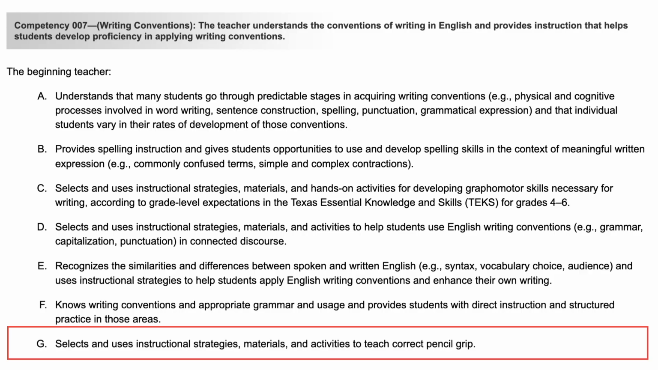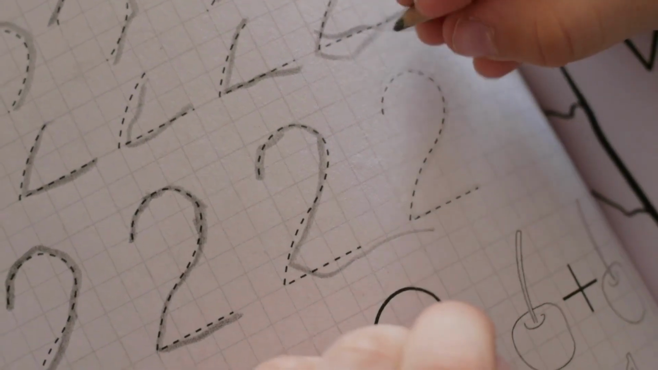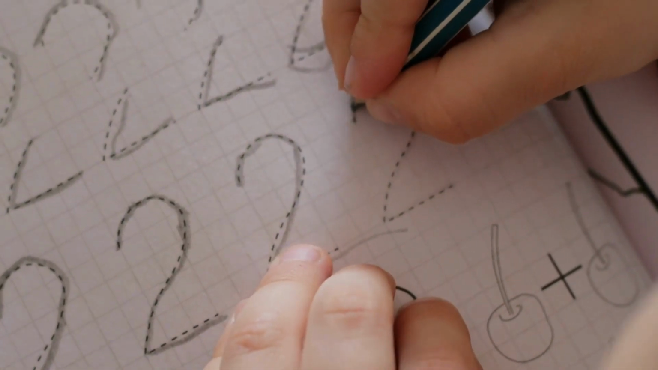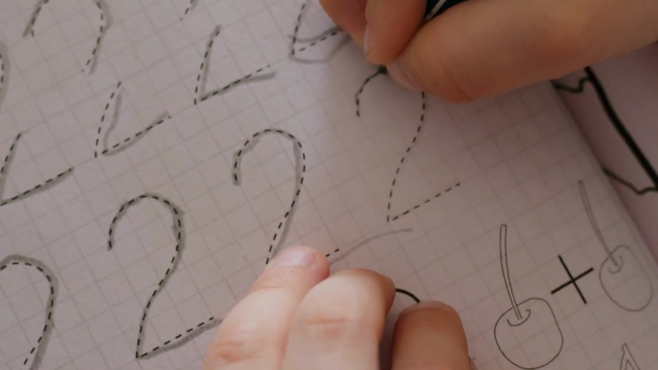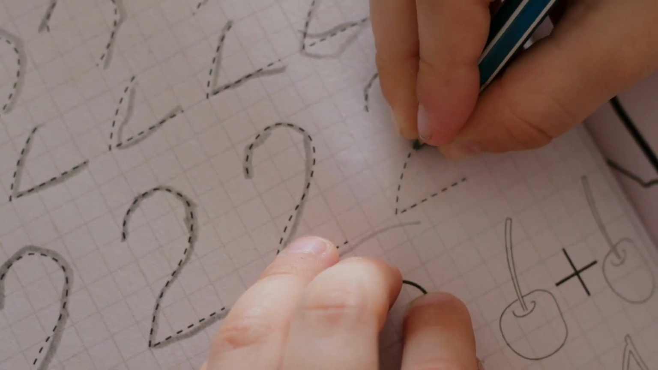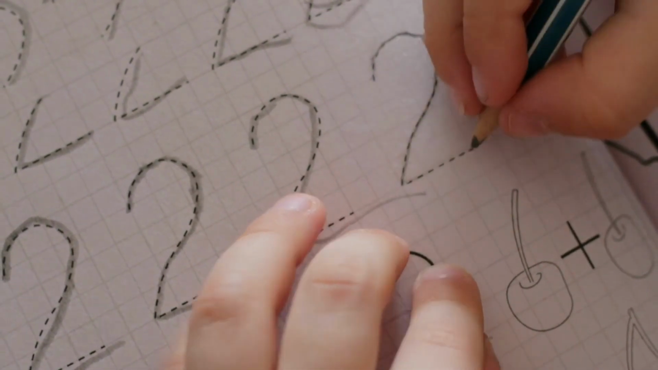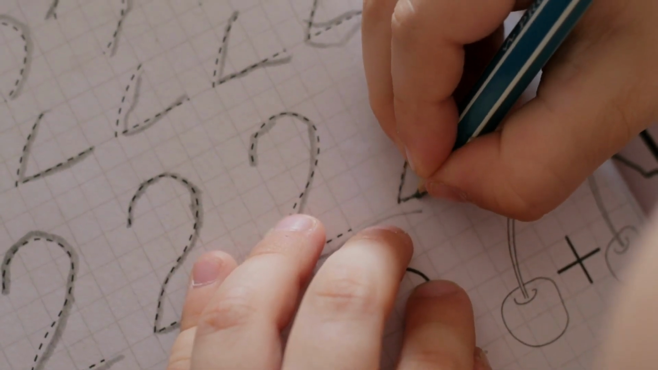Excellent. Moving straight into our seventh and final lesson to cover Competency 7, this descriptive statement states, the beginning teacher selects and uses instructional strategies, materials, and activities to teach correct pencil grip. Holding the pencil right is a first step for kids to write smoothly, and it's a basic part of understanding English writing rules, like what's covered in Competency 7 on your exam. Teachers really need to know these writing basics, and how to hold a pencil is a big part of it. So let's cover this instruction now.